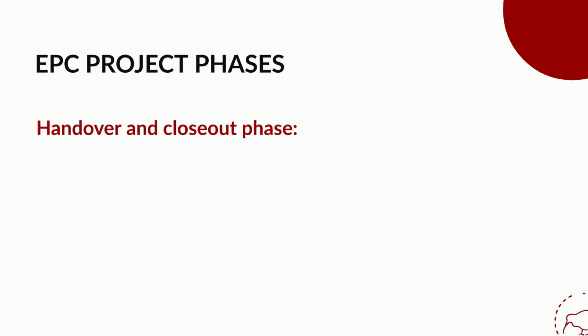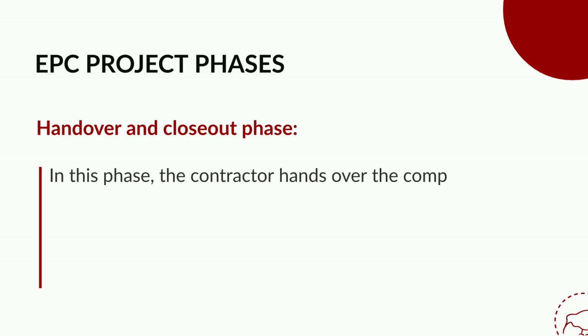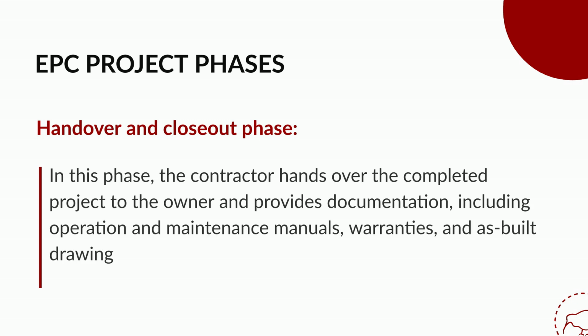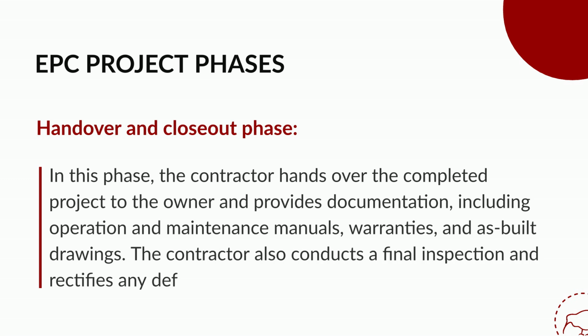Handover and closeout phase. In this phase, the contractor hands over the completed project to the owner and provides documentation, including operation and maintenance manuals, warranties, and as-built drawings. The contractor also conducts a final inspection and rectifies any defects or deficiencies.